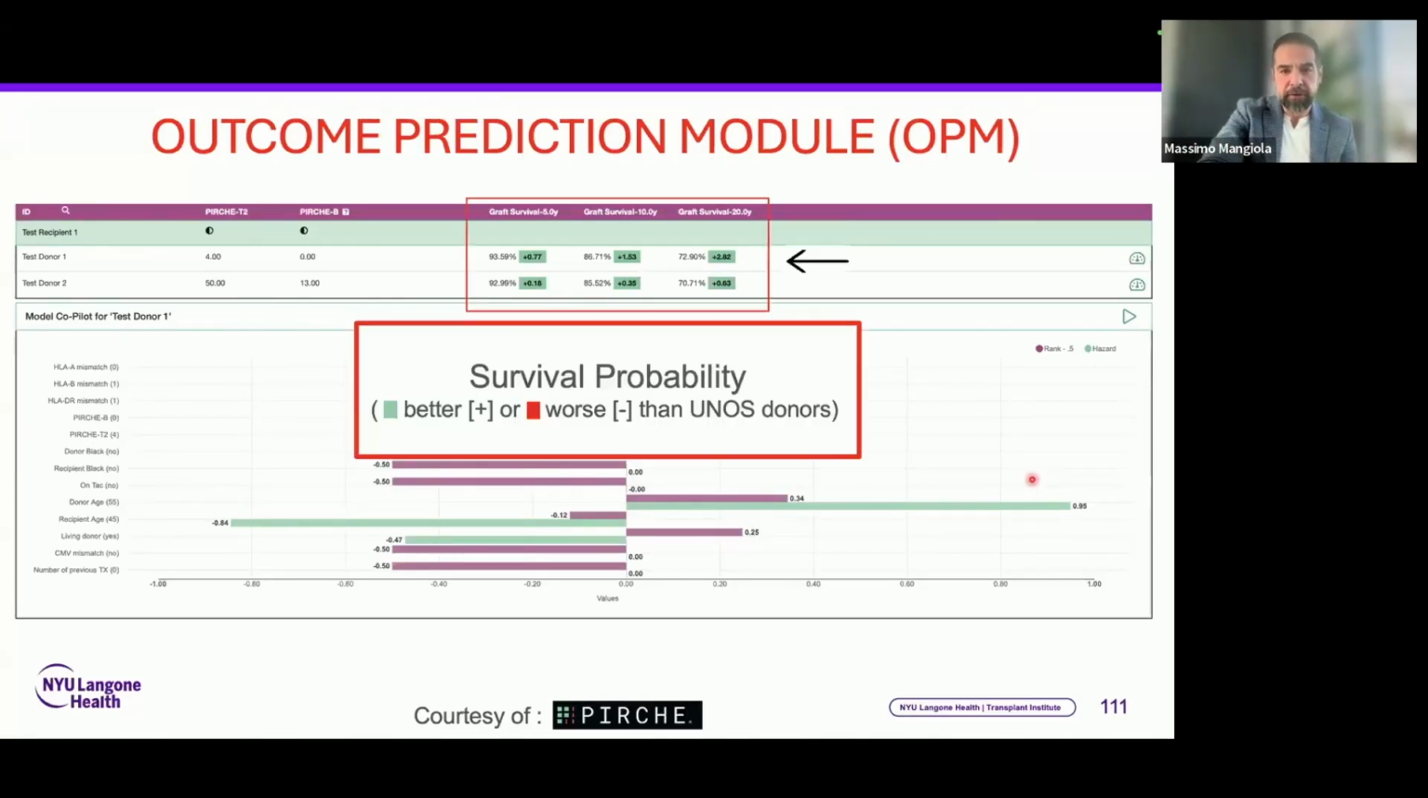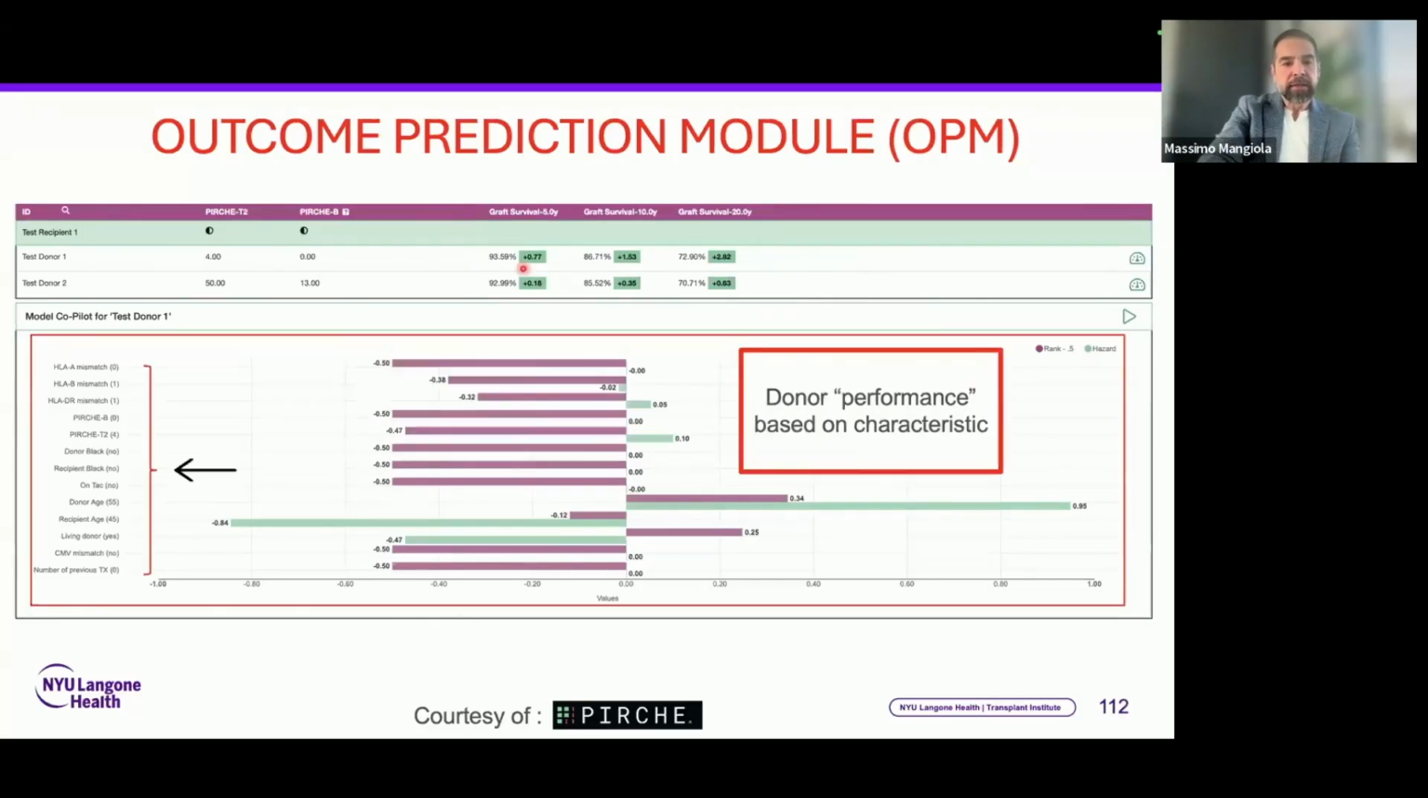Let me break it down for you. On the top right here, you have the survival probability at 5, 10, and 20 years. And these colored numbers right here represent how much better or worse these donors are compared to the UNOS population, the SRTR population. So what that 0.77 right there represents is that this donor is 0.77% better than the average donor in the SRTR. And on the bottom, you have the performance of this particular donor with the characteristics that you have entered in the screen before.